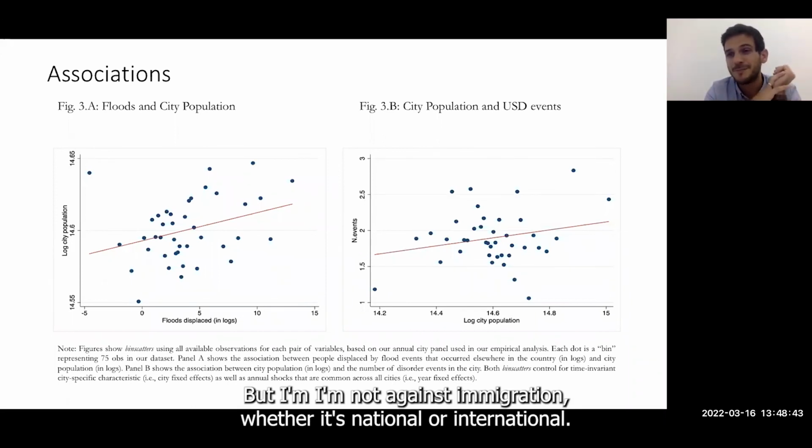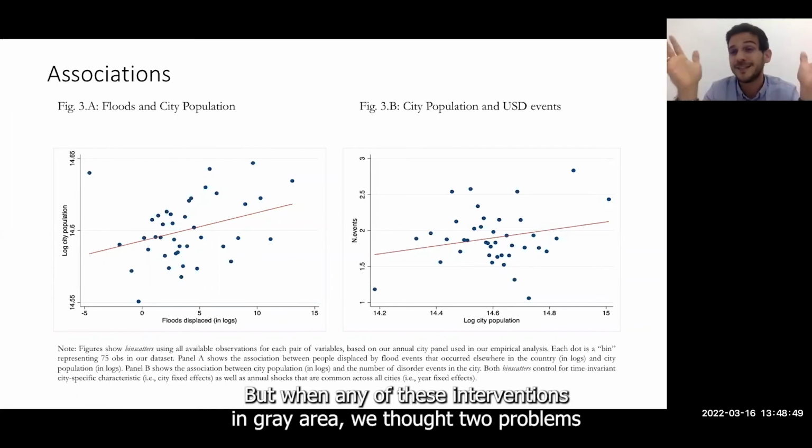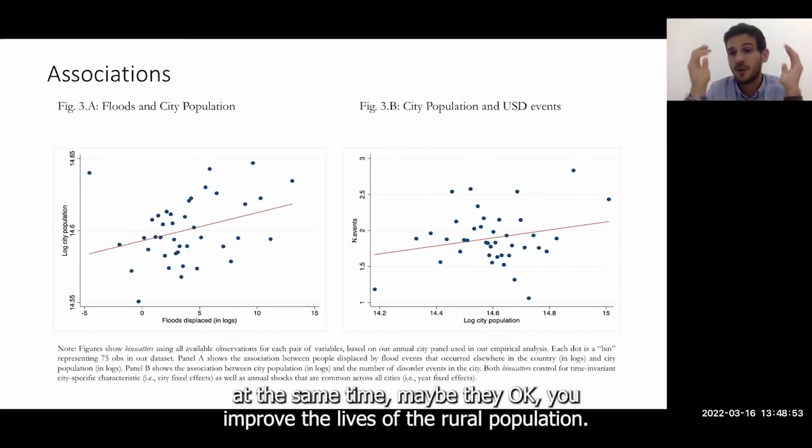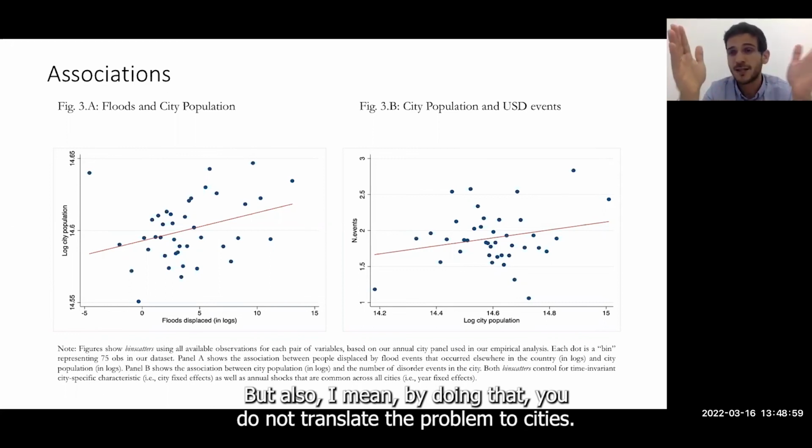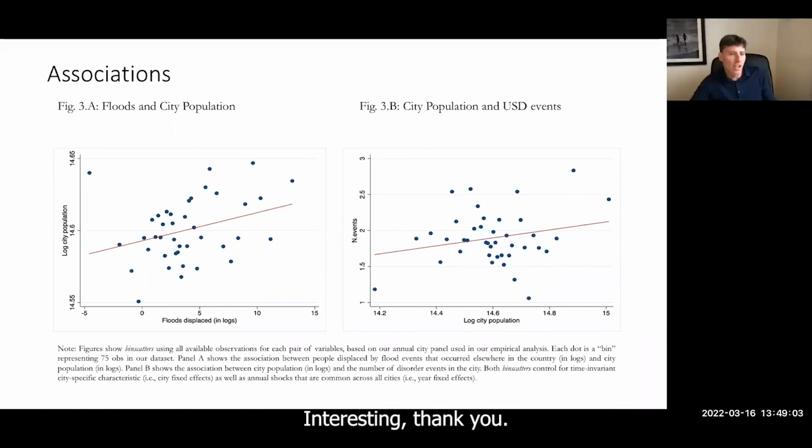Sounds a little bit bad. I'm not against immigration, whether it's national or international. But what I'm saying is that these interventions in rural areas will solve two problems at the same time. Maybe you improve the lives of the rural population, but also, by doing that, you don't translate the problem to cities. Interesting. Thank you. I'll give someone else a turn. Thanks.